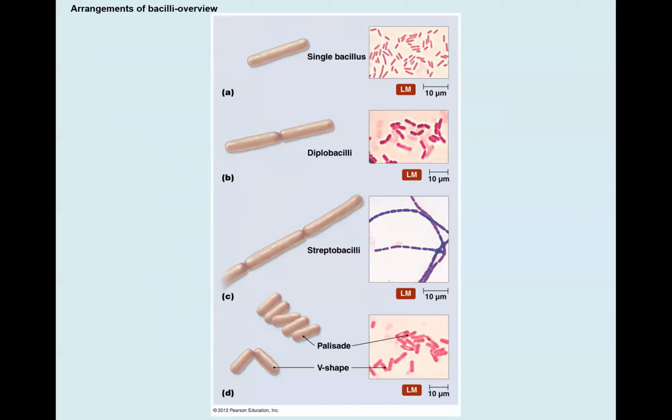And same thing for bacilli. We can see one bacilli. We can see it in pairs, so we'll see those two rods. Strepto would tell us that the bacilli are in a chain. And we can also see this palisade or this V shape taking place. All right.